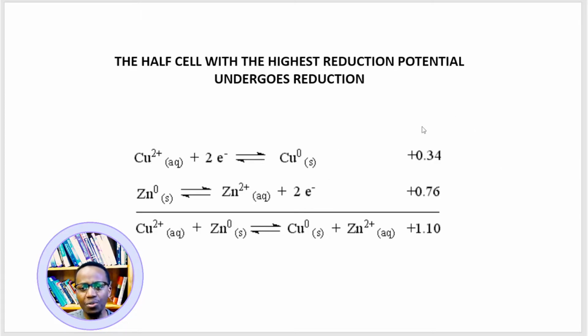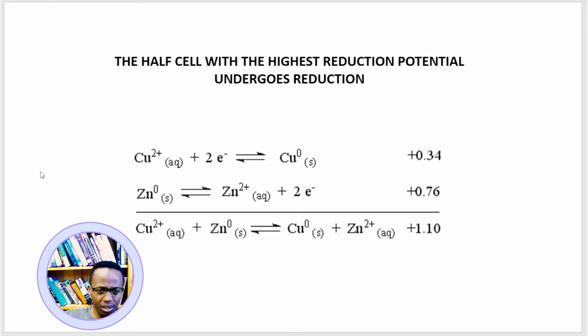And this is how you find the total potential. You take this plus this, but after you've written the half cells correctly, right? And here you write down the total, right? You can write down the equation making sure that the electrons cancel. So this is how you find the total potential of an electrochemical cell.